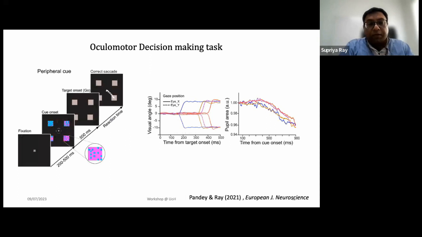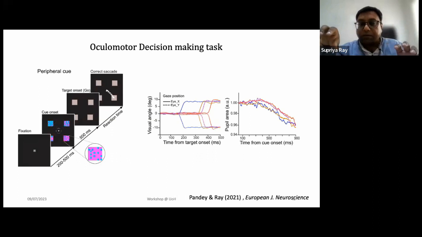Now, in our lab, we asked our subject to perform a decision-making task, and the task was something like that. They observed 4 checker boxes, and each checker box has a mixture of cyan and magenta. The proportion of cyan and magenta is different in different checker boxes, and the instruction was that the checker box that has maximum magenta color is the target. Subjects were asked to make a saccade to that target and not to the other 3, which are the distractors. Do you understand this task?